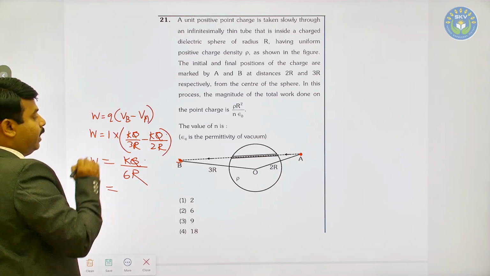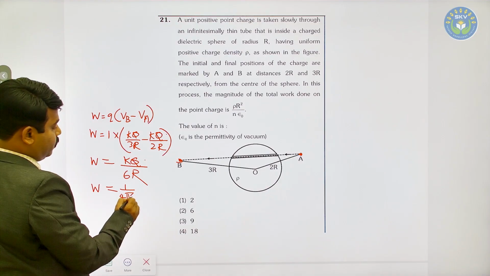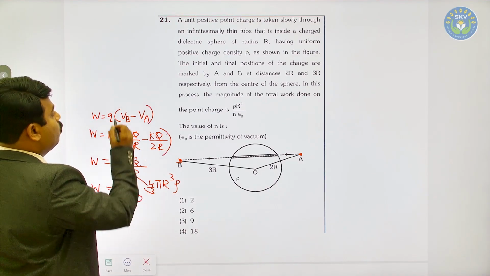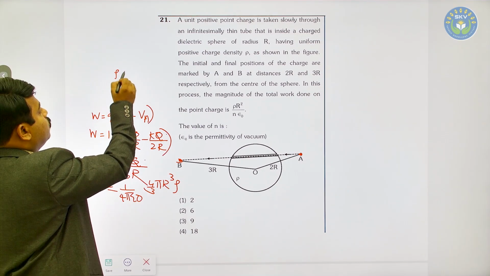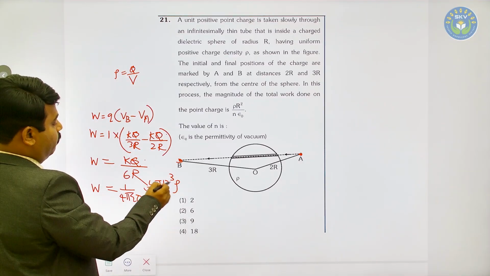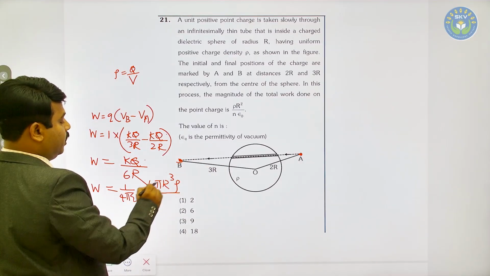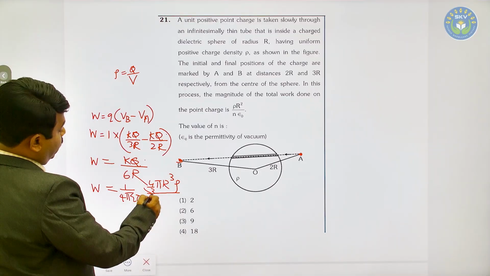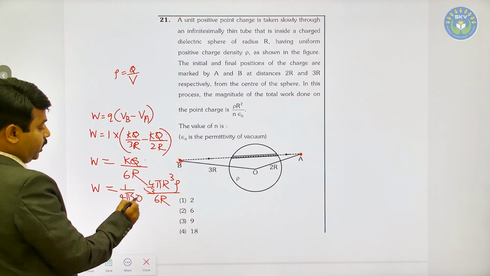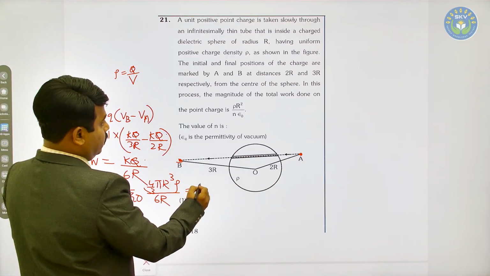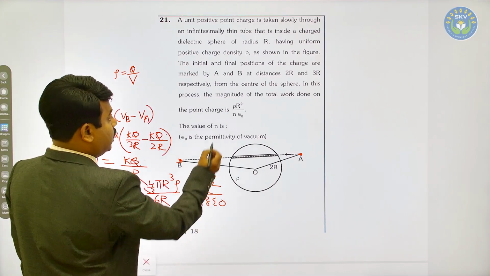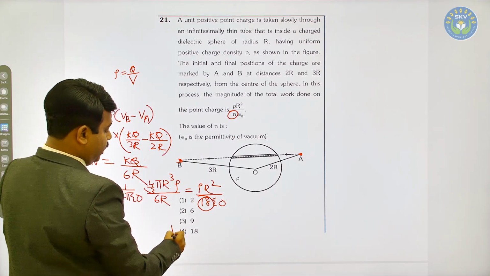The magnitude we take, then k is 1 by 4 pi epsilon 0, and q is 4 by 3 pi r cube rho, because charge density is equal to charge per volume, so charge is density into volume, and because it is a sphere, volume is 4 by 3 pi r cube, divided by 6r. Now this 4 cancels, 3 into 6 is 18, then you can write rho r square divided by 18 epsilon 0, so this n value should be 18.